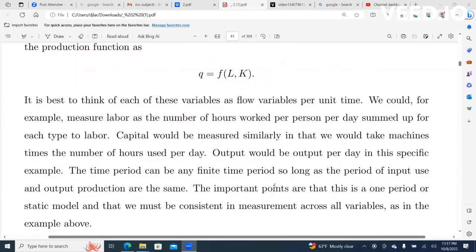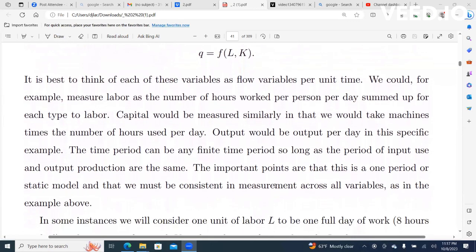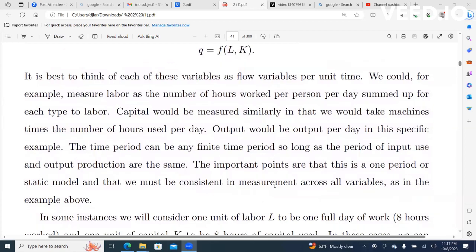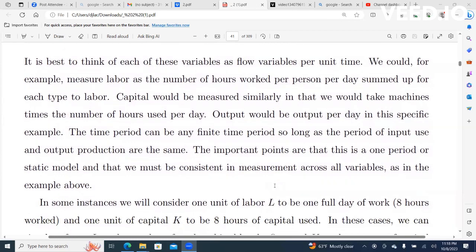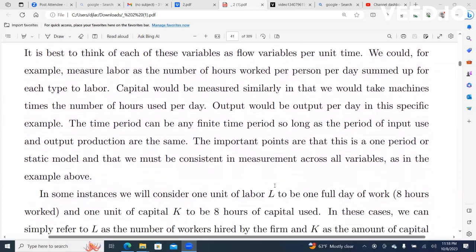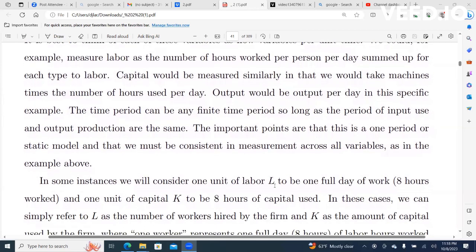It is best to think of each of these variables as flow variables per unit time. We could, for example, measure labor as the number of hours worked per person per day, summed up for each type of labor. Capital would be measured similarly, in that we would take machines times the number of hours used per day. Output would be output per day in this specific example.